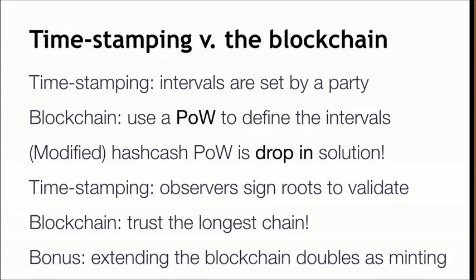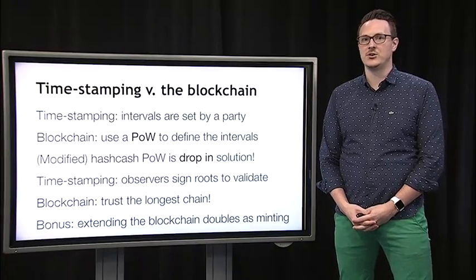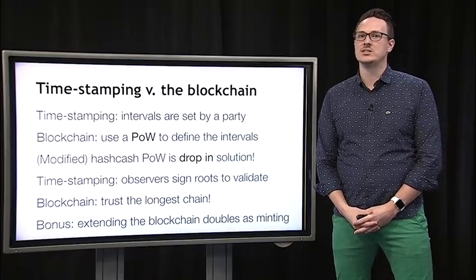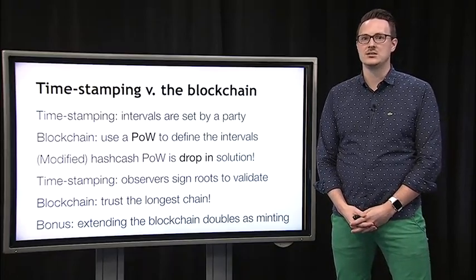So let's compare and contrast this timestamping service, which looks a lot like the blockchain in Bitcoin, with the blockchain itself. The first difference, or the only difference, is that in the timestamping service, the intervals are set by some party and you trust them. If they're going to define the intervals every 10 minutes, nothing's enforcing that they actually occur every 10 minutes.